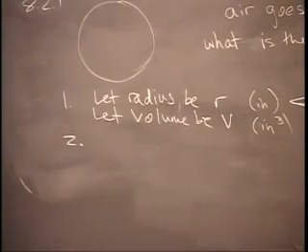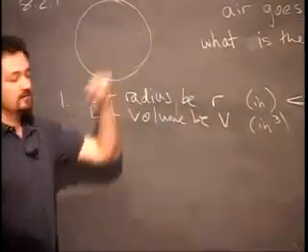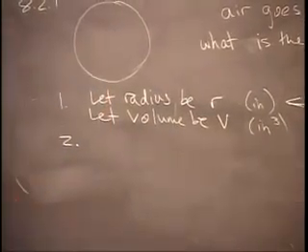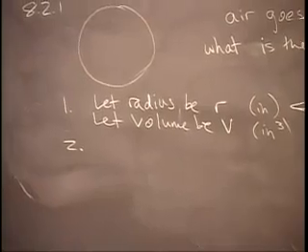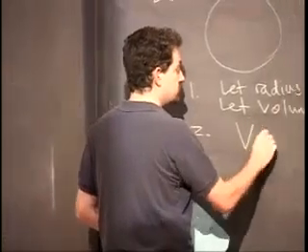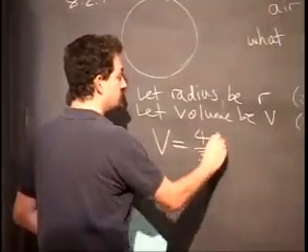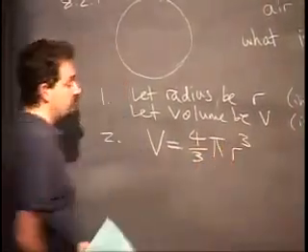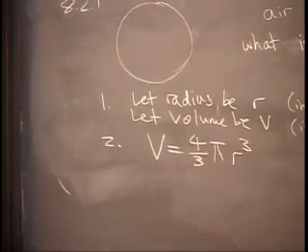Step 2 is we need an equation relating v and r. Well, this isn't just any old balloon. It's a spherical balloon. And we should know the formula for the volume of a sphere in terms of the radius. This one you might just have to commit to memory. V is 4/3 pi r cubed.